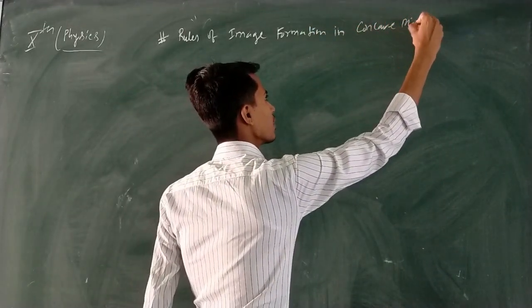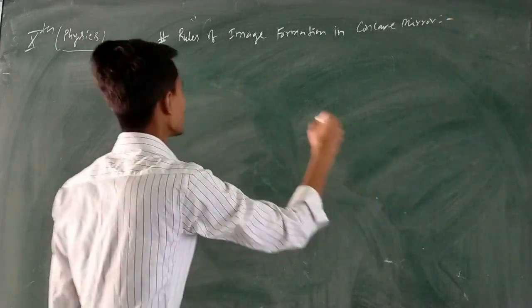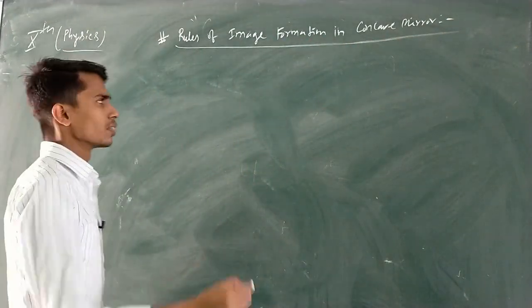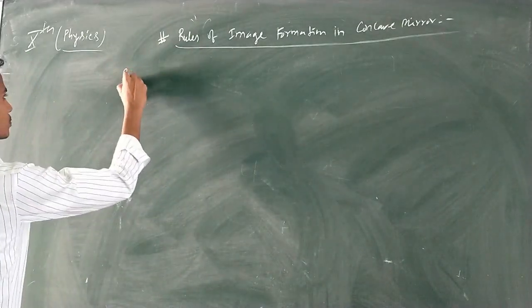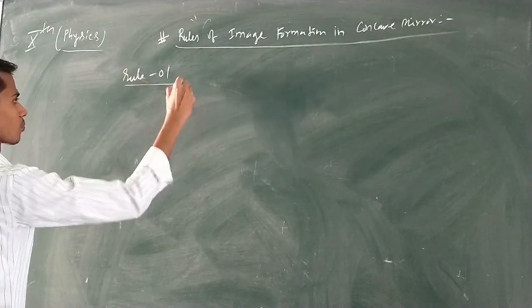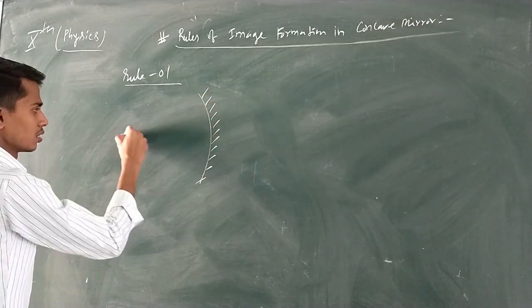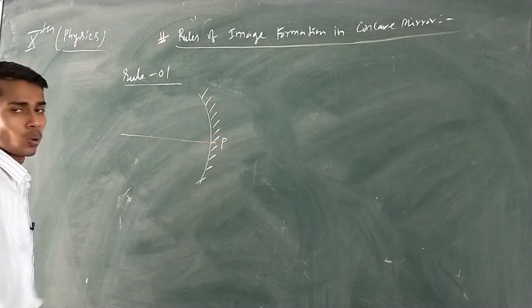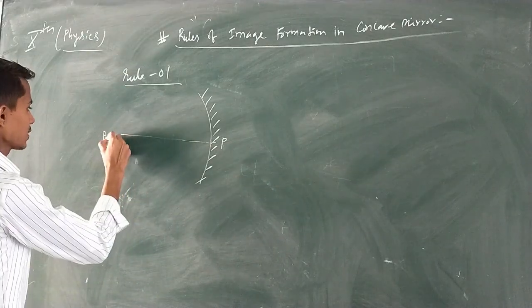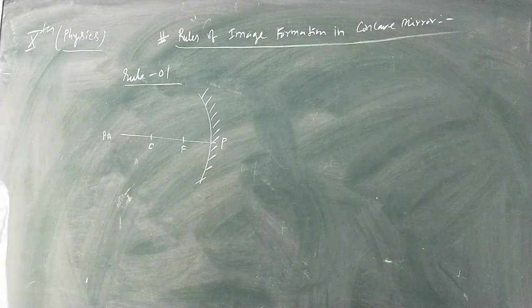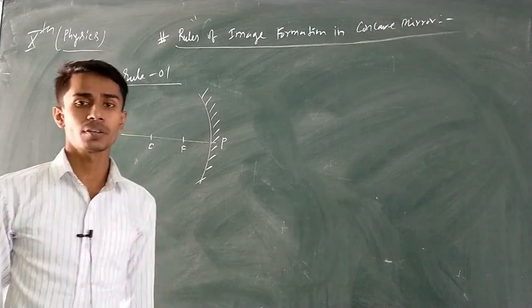Listen, basically as in syllabus there are 4 rules of image formation in concave mirror. What is rule 1? This is a concave mirror, yes or not? This is pole, this line represents principal axis, this is focus, and this is center of curvature. Observe. Rule 1. What is rule 1 of image formation in concave mirror?